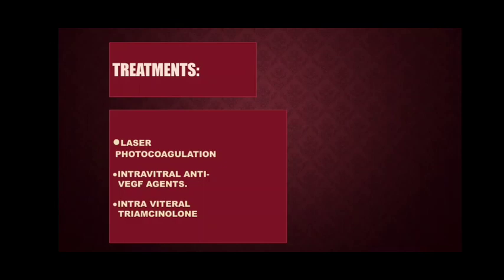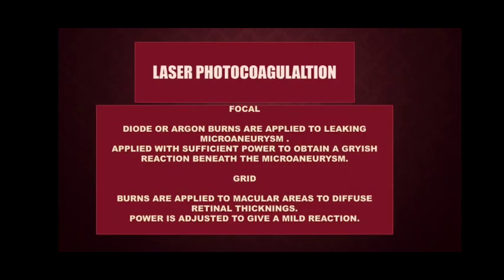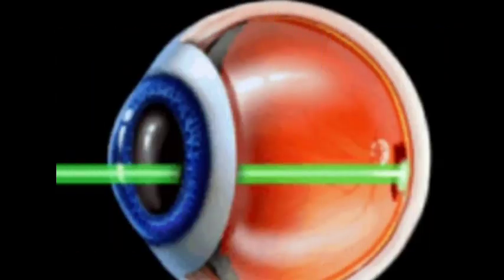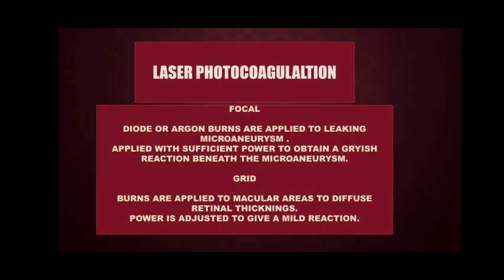These can be treated by laser photocoagulation, intravitreal anti-VEGF agents, and intravitreal triamcinolone. Laser photocoagulation, focal. It is a method of laser photocoagulation to treat microaneurysms that occur in macular edema in the retina. For this purpose, diode or argon burns of sufficient power are applied to get a grayish reaction. Grid is another method to treat macular edema. In this, burns are applied on macula to reduce its thickening. Sufficient power is used to get a mild reaction.